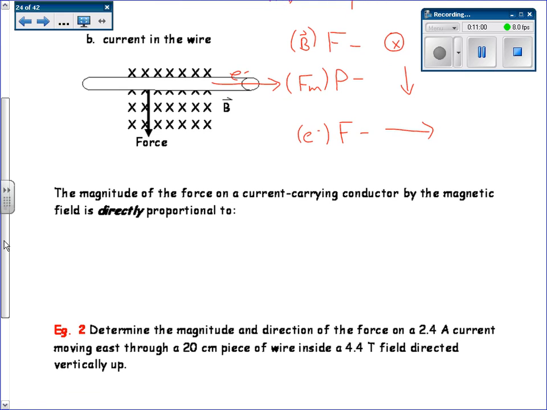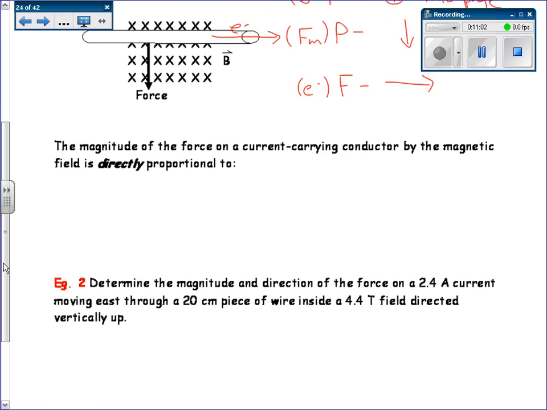And then there's also a formula. Again, it's a fairly simple, straightforward formula. The magnitude of the force on a current carrying conductor by the magnetic field is directly proportional to the current, the length of the wire that's perpendicular to the field, and the magnetic field itself. So that is magnetic force, Fm, equals current times the perpendicular length of the wire, times the magnetic field.